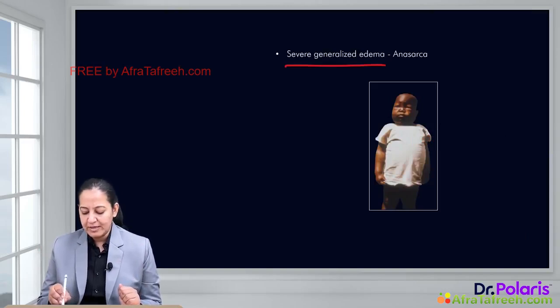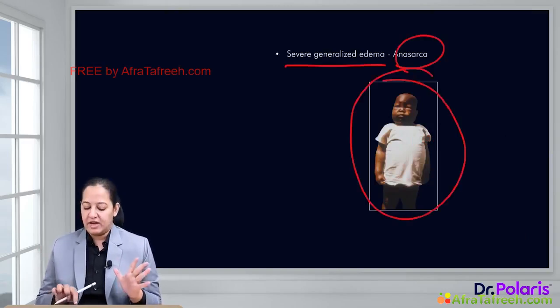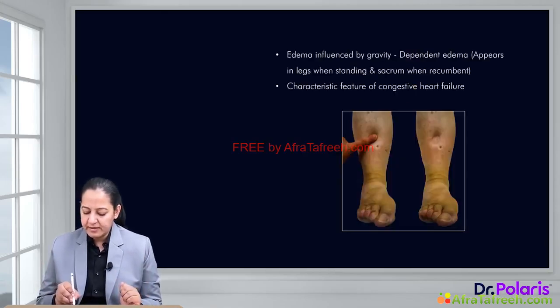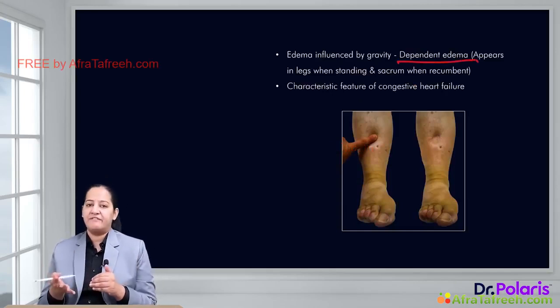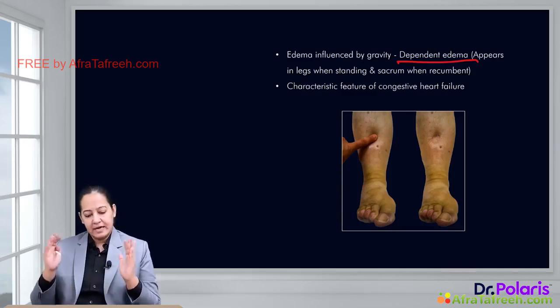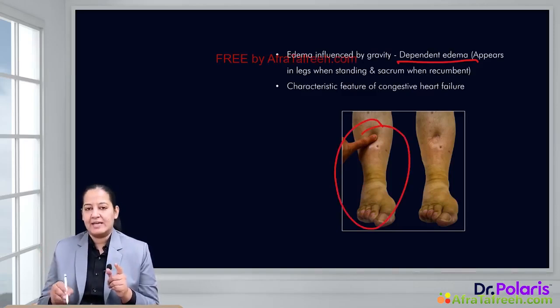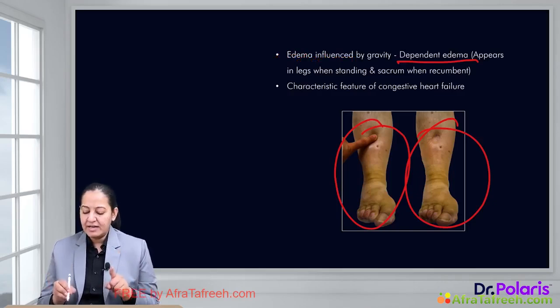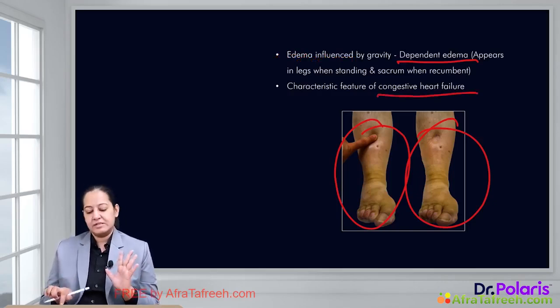Generalized edema throughout the body is known as anasarca. You can appreciate it in the diagram. Now the cardiac edema, the edema in cardiac failure, is known as dependent edema. Dependent edema means when the person stands up, the edema will be in the feet and the legs. When the person lies down, the edema will be in the back. So the edema will be in the dependent position of the body. That is known as dependent edema, and it basically occurs in heart failure, congestive heart failure.